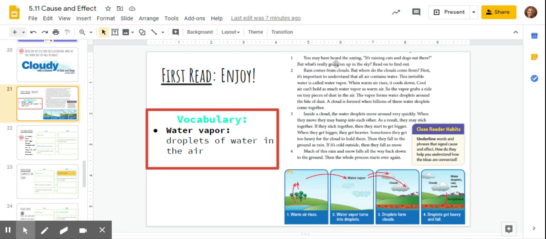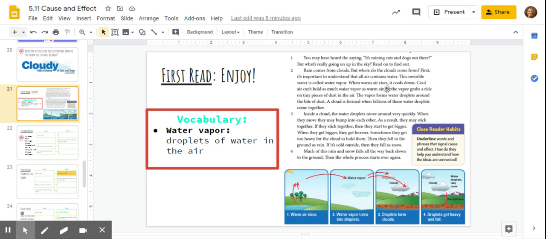It says, you may have heard the saying, it's raining cats and dogs out there. But what's really going on up in the sky? Read on to find out. Rain comes from clouds. But where do the clouds come from? First, it's important to understand that all air contains water. This invisible water is called water vapor.